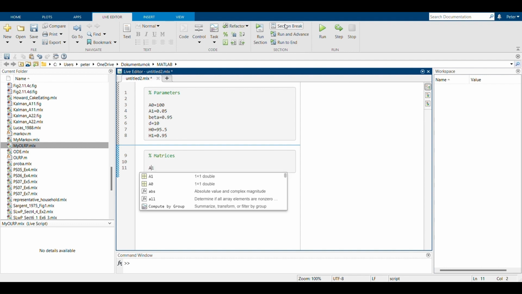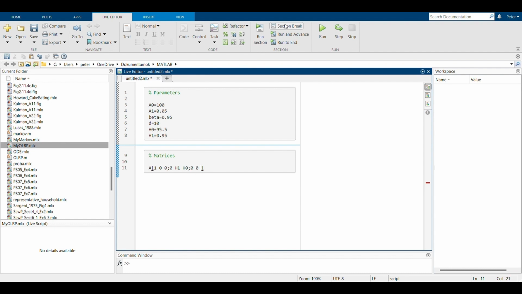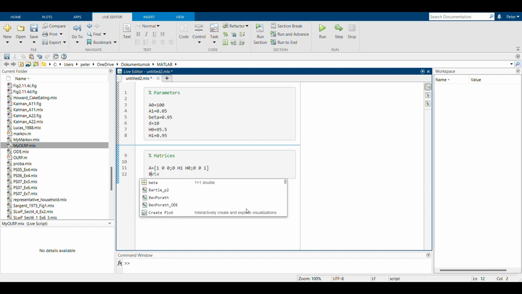Okay, A. 1, 0, 0, it is the first row. Then 0, 1, 0, and the third row 0, 0, 1. Then 1, 0, 0, 0, 1, 0, 0, 0, 1. Okay, B. This is a column vector.